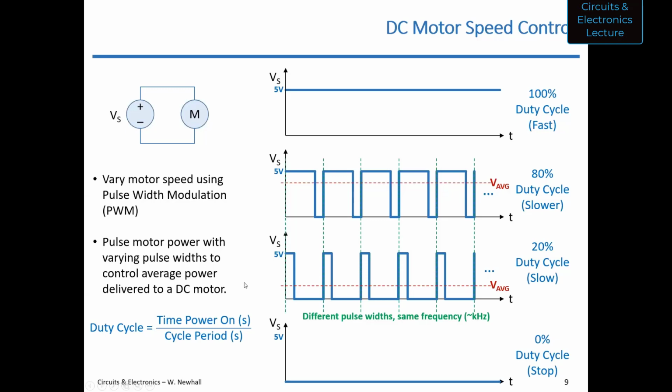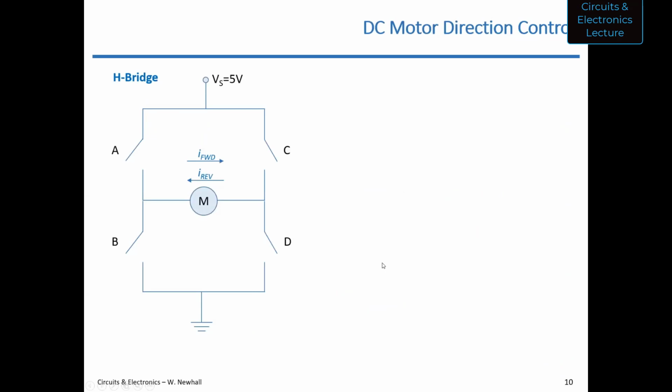Okay, that was speed control. Let's talk about direction control. So how do you control the direction of a DC motor? You want to build a car, you want it to go in reverse. Well, here's how you can do that. It's a configuration called an H-bridge.